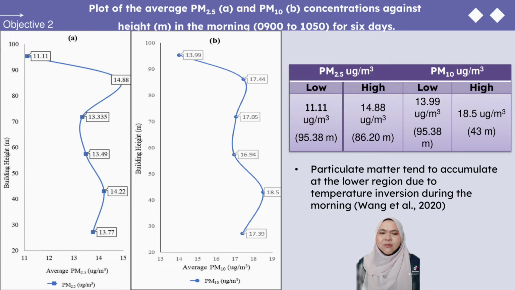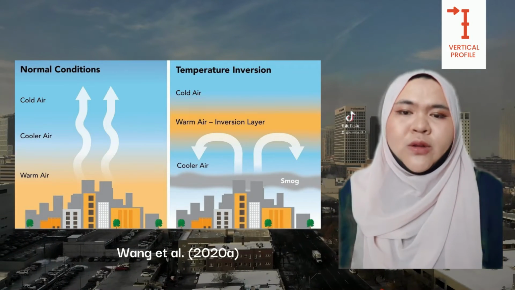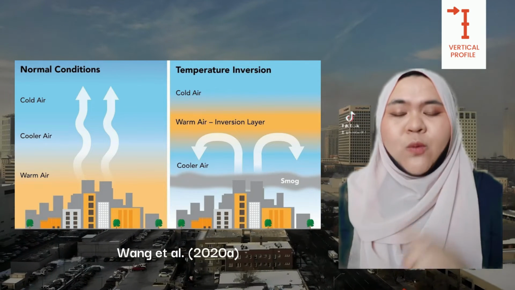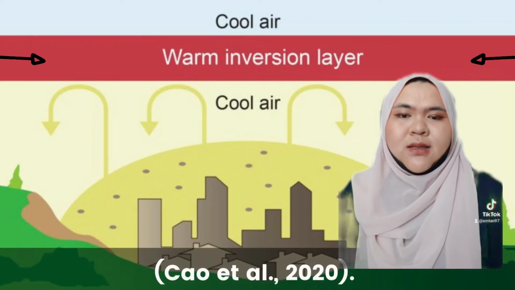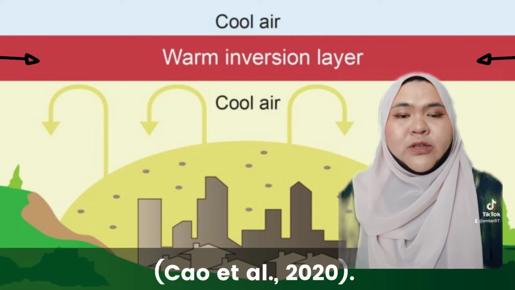Meanwhile, the highest PM2.5 concentration was recorded at 14.88 microgram per cubic meter, at a height of 86.2 meters. For PM10, the highest concentration is 80.5 microgram per cubic meter, recorded at 43 meters. Wang stated that the temperature inversion happened at a lower height, likely blocking the newly formed ground PM from dispersing outward. During the morning sampling, the ground temperature is quite cold. Similarly, Howe stated the inversion layer acted like a lid, which inhibited the pollutant at the ground from dispersing outward.